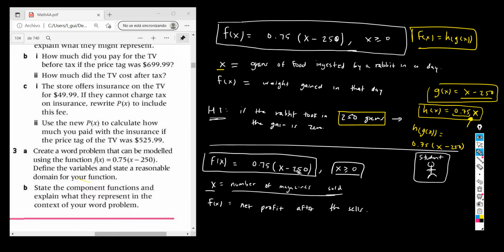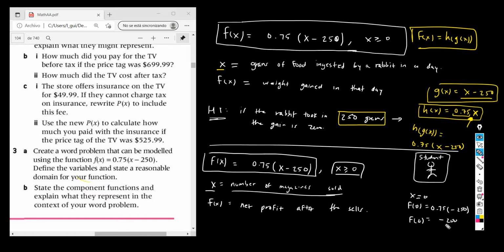Now, let's analyze what would happen, guys, if this guy sells nothing. Like nobody's buying his magazine. Imagine that x equals 0. If you put this into f, what are you going to get? You're going to get f of 0, which is 0.75 times 0 minus 250, which is a negative number, right? I don't know how much this is. Okay, it's minus 200.